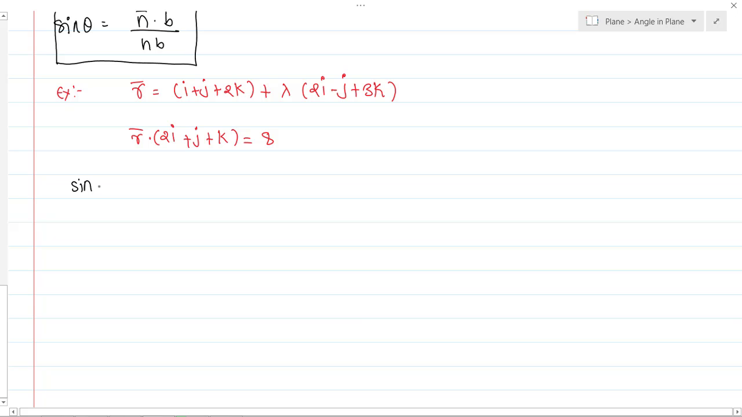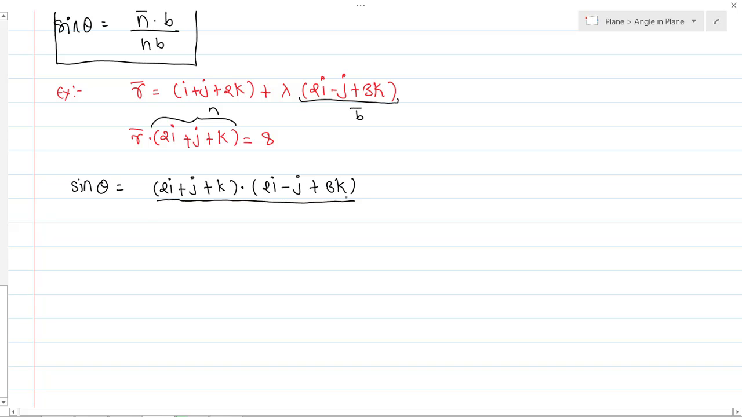So the angle between them will be sine of theta, which is equal to n bar dot b bar. This is my b bar and this is my n bar. n bar dot b bar is 2i plus j plus k dotted with 2i minus j plus 3k, whole divided by mod n. Mod n is root of 4 plus 1 plus 1, and mod b is root of 4 plus 1 plus 9. So 2 into 2 is 4, 1 into minus 1 is minus 1, 1 into 3 is plus 3, divided by root 6 into root 14. 4 minus 1 is 3, 3 plus 3 is 6, so 6 divided by root 6 into root 14.